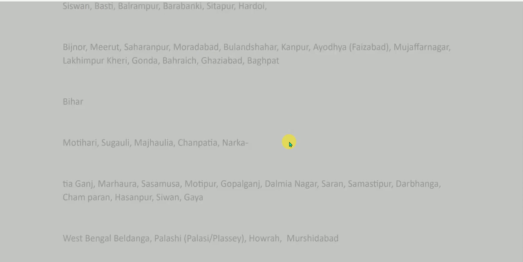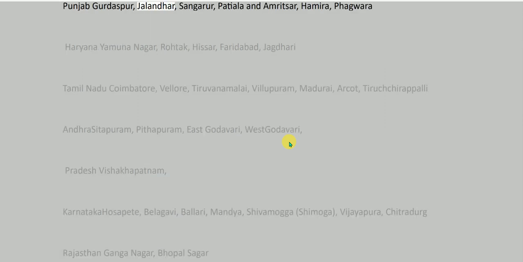Siswa, Basti, Balrampur, Barabanki, Sitapur, Hardoi, Bijnor, Meerut, Saharanpur, Moradabad, Bulandshahr, Kanpur, Ayodhya, Faizabad, Muzaffarnagar, Lakhimpur Kheri, Gonda, Bahraich, Ghaziabad, Baghpat. Bihar: Motihari, Sugauli, Majauliya, Champatia, Narkatiyaganj, Marhaura, Sasamusa, Motipur, Gopalganj, Dalmia Nagar, Saran, Samastipur, Darbhanga, Champaran, Hasanpur, Siwan, Gaya. West Bengal: Beldanga, Palashi, Murshidabad. Punjab: Gurdaspur, Jalandhar, Sangrur, Patiala and Amritsar, Phagwara.